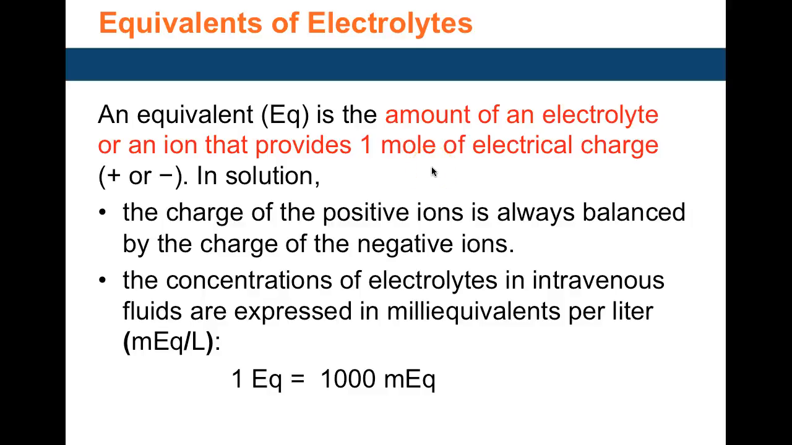So for example, 1 mole of sodium ion would provide 1 EQ equivalent of charge. 1 mole of magnesium would be 2 EQ because magnesium ions have a 2 positive charge, all right? Or 1 mole of chloride would be 1 EQ. So you're just kind of looking at the magnitude of the charge, right? And most solutions, especially the IV solutions, are prepared in terms of milli EQ, which is 1,000th of an EQ.